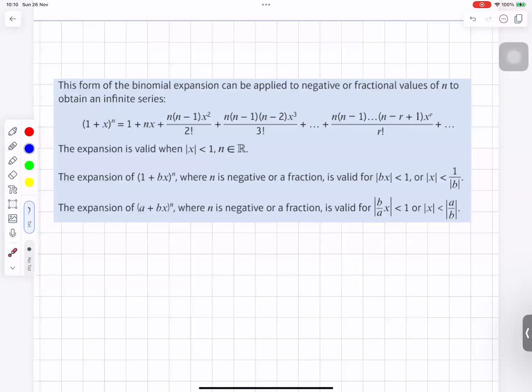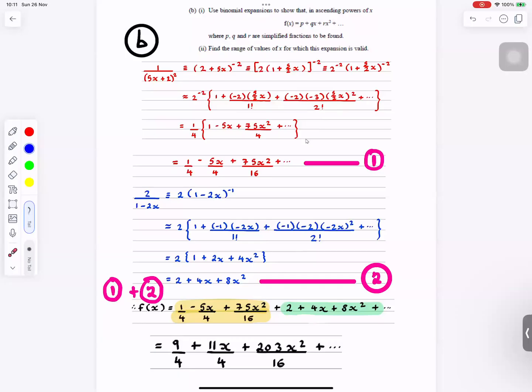We're going to use this formula for binomial expansion. It's important to note this formula and this information. Use binomial expansion to show that in ascending powers of x, f of x is that. So what we want to do, we have 1 over 5x plus 2. We take it to the numerator, 2 plus 5x to the minus 2. Now we have to change it to this form.